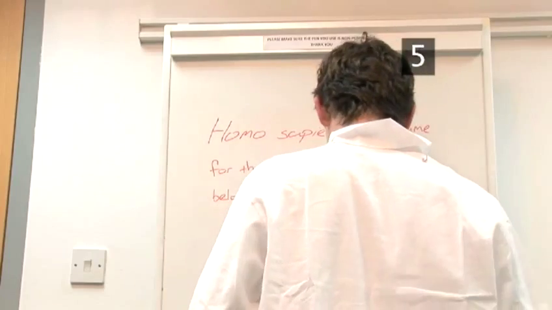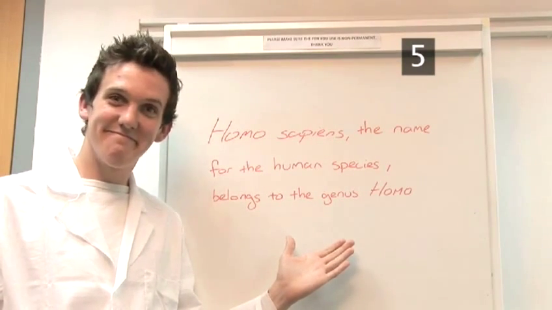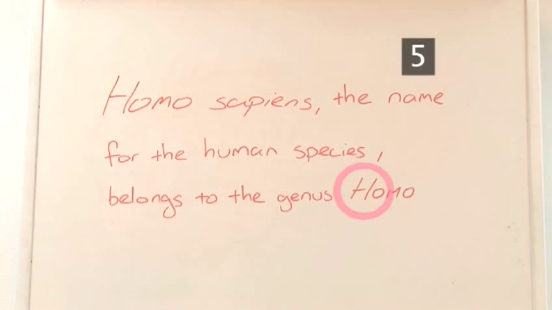In biology, the italics are used for the genus or species names of living creatures. Homo sapiens, the name for the human species, belongs to the genus Homo. Note that the genus name always uses a capital letter, while the species name never does.